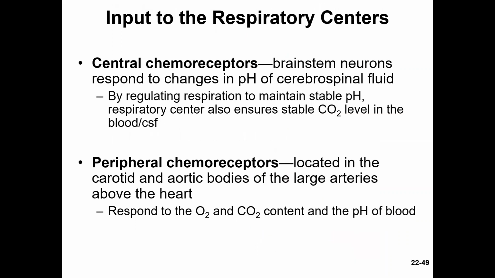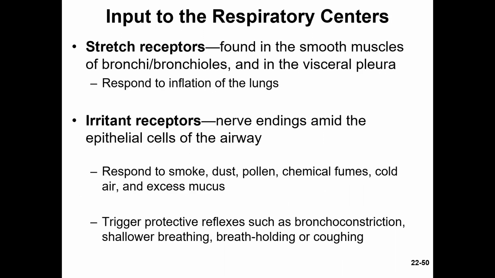So we have central chemoreceptors. These are brainstem neurons that respond to changes in pH of cerebrospinal fluid. By regulating respiration to maintain a stable pH, the respiratory centers also ensure stable CO2 level in the blood and the CSF. The peripheral chemoreceptors that are located in the carotid and aortic bodies and the large arteries above the heart, remember those, they respond to O2 and CO2 content and the pH of the blood.